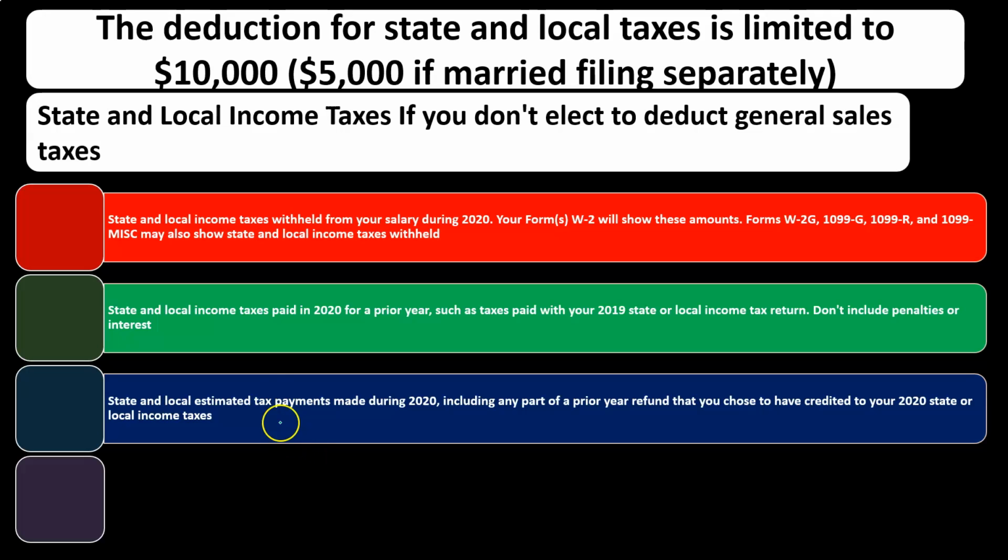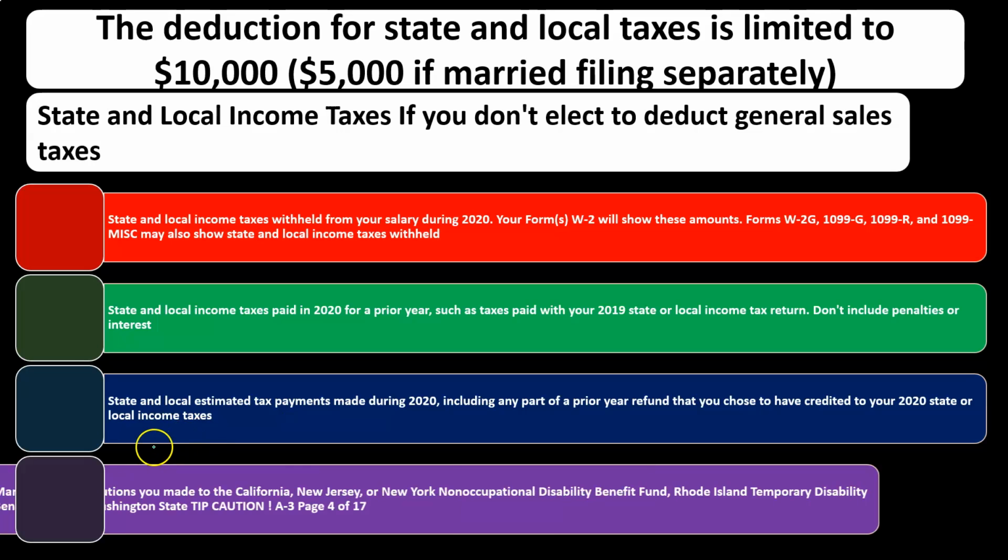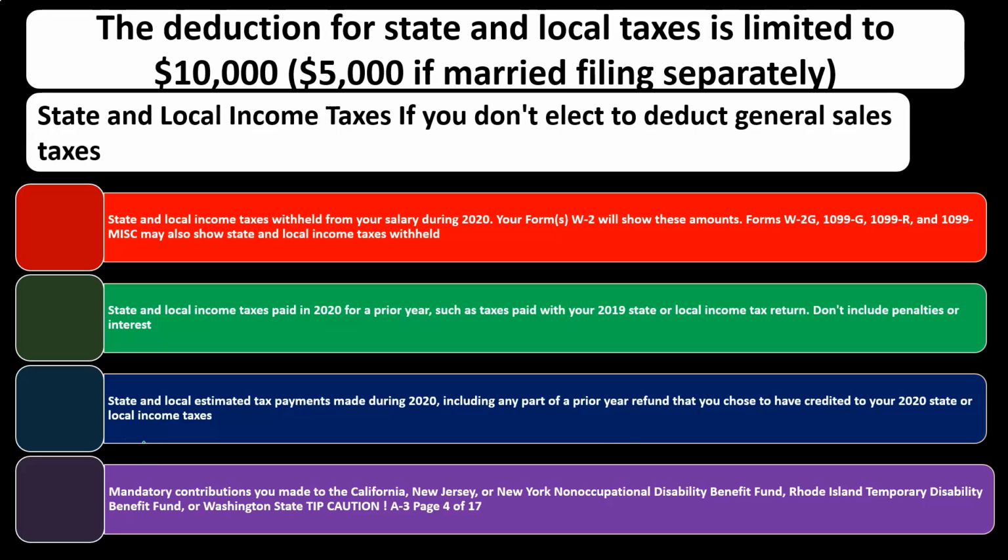So if you made state or local estimated tax payments in 2020, the ones that, again, you paid in cash, basically you paid in 2020, and that's usually when you have a Schedule C type business and you had to make estimated payments, then the payments you made in 2020 would typically be the ones that would be deductible, again, pretty much on a cash basis.